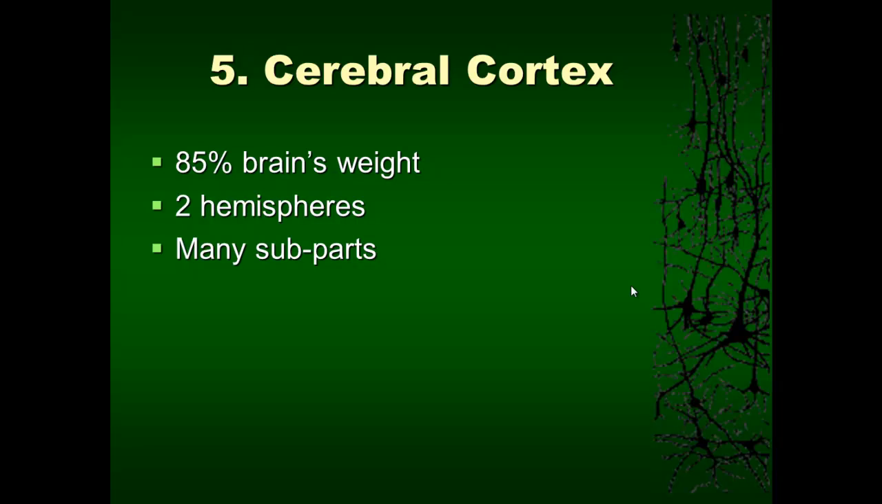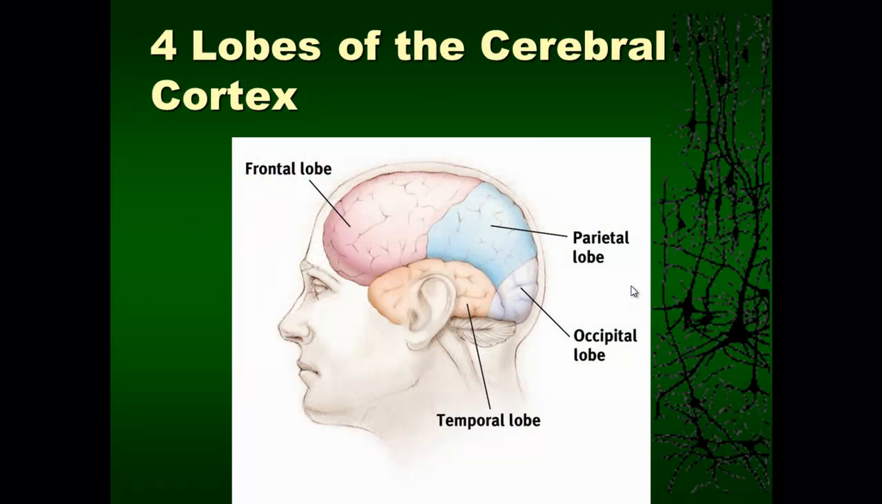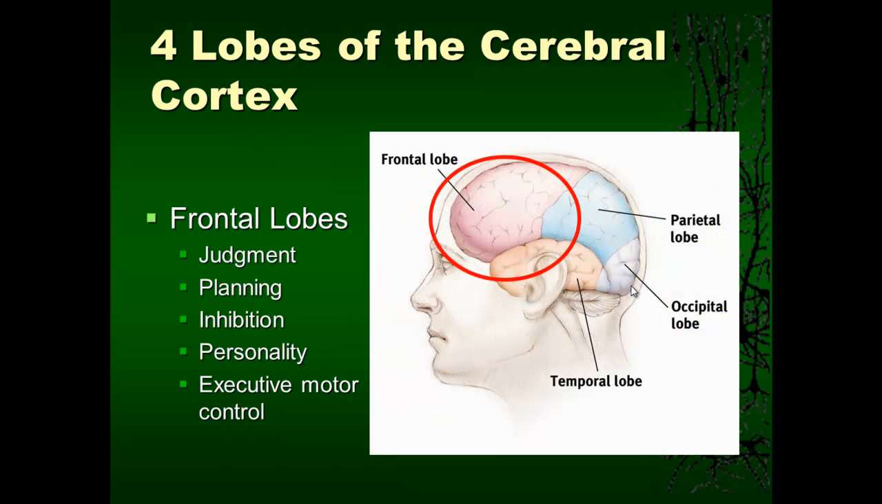You've probably heard about the left brain and the right brain, and that is what we're referring to as the left cerebral cortex and the right cerebral cortex. And then there's many subparts. So let's talk a little bit about those. First, there's 4 lobes of the cerebral cortex. The first lobe is the frontal lobe, and you have a left frontal lobe and a right frontal lobe, and these are found directly behind your forehead.